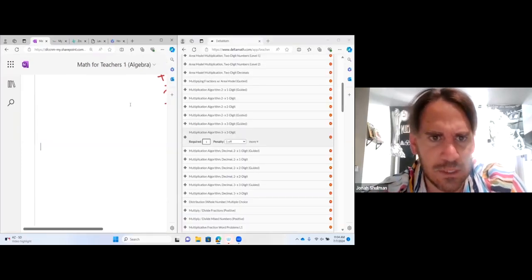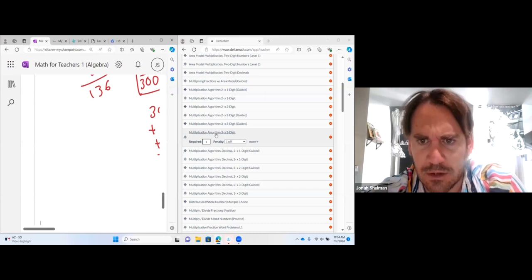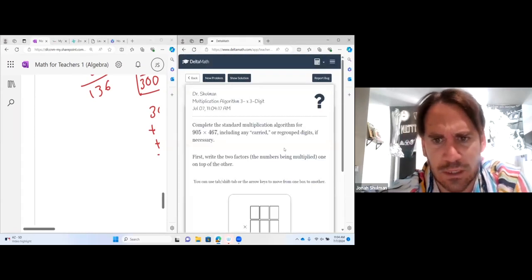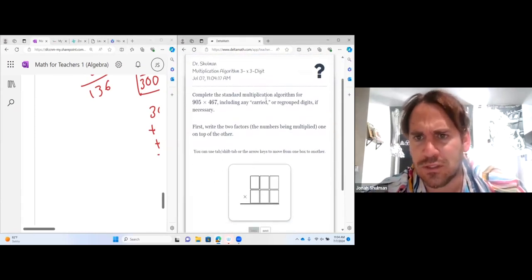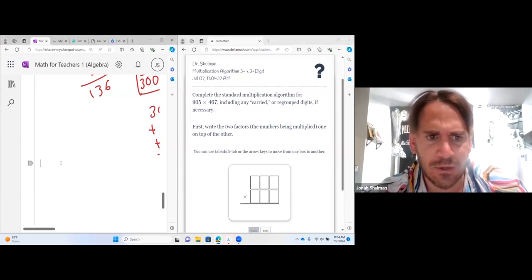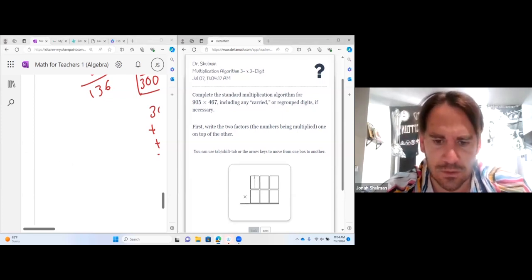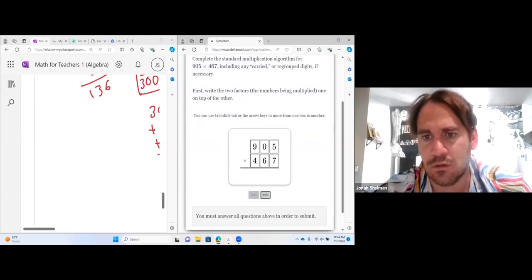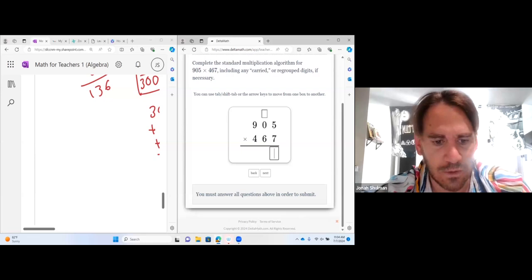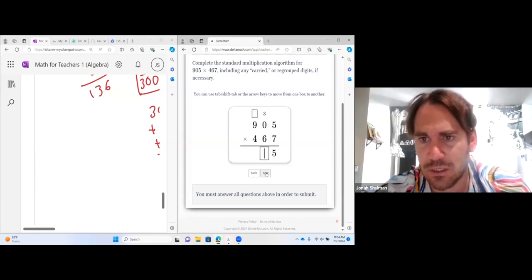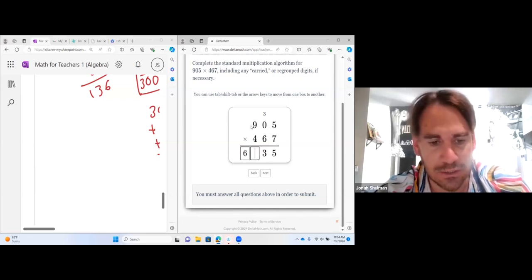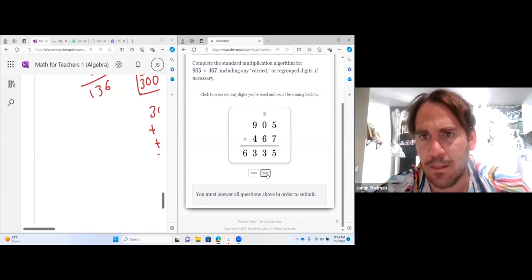So we made it up to here, which is multiplying using an algorithm with 3 by 3. I'll start with this one again. This is using the carrying method, not using the area method like we did before. So it's 905 multiplied by 467. 7 times 5 is 35, so we carry the 3. 7 times 0 is 0, plus 3 is 3. And 7 times 9 is 63. And now we've used the 3, we've used the 7.